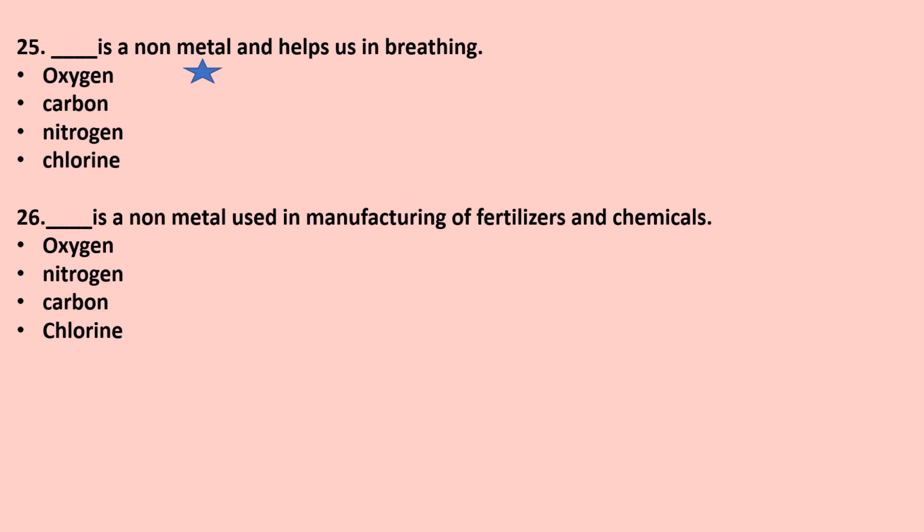Question number 26. Dash is a non-metal used in manufacturing of fertilizers and chemicals. So a non-metal which is used in making of fertilizers and chemicals. Which is that? Oxygen, nitrogen, carbon or chlorine. So here the correct answer is nitrogen.